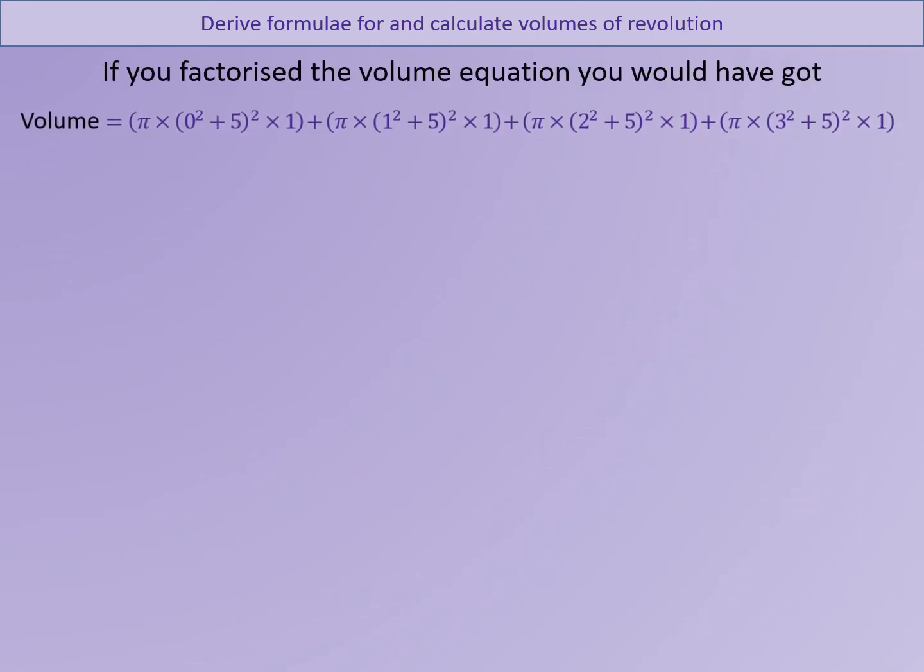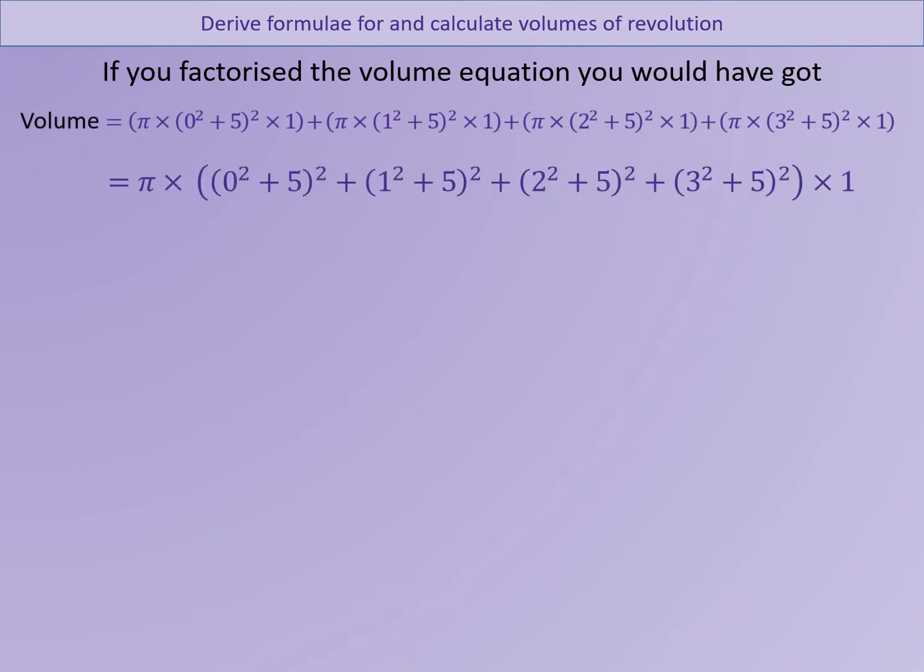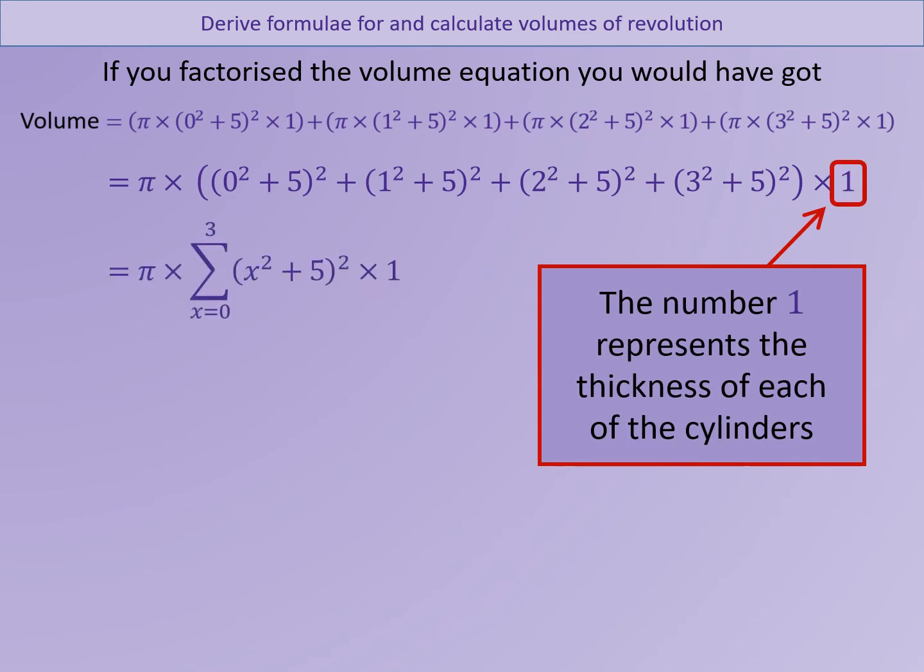If we had taken this volume calculation and factorised before we had calculated the value, we would have seen that we could have pulled out a factor of pi and also a factor of 1 from each of the volumes. Then what is left in the middle is the sum of all of the y values of each cylinder squared.